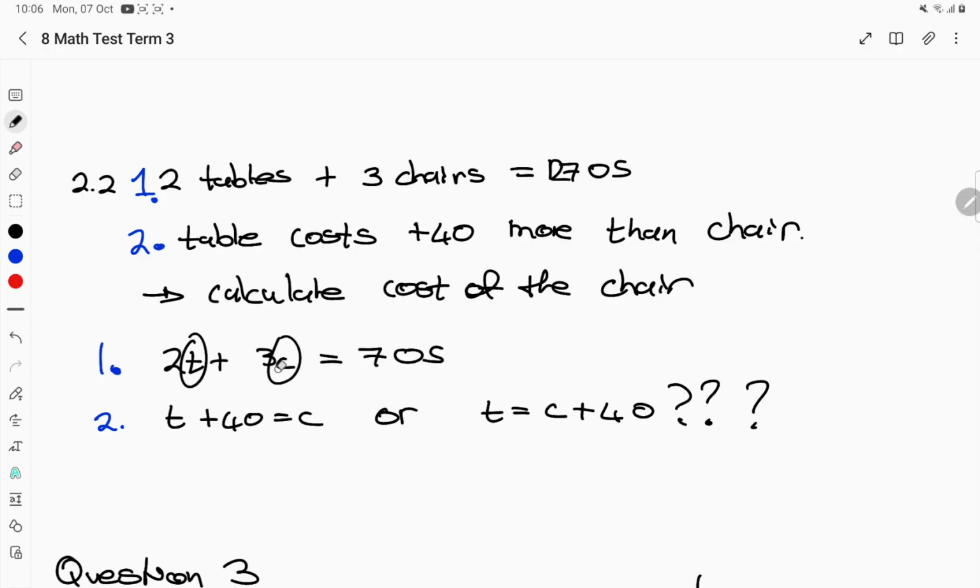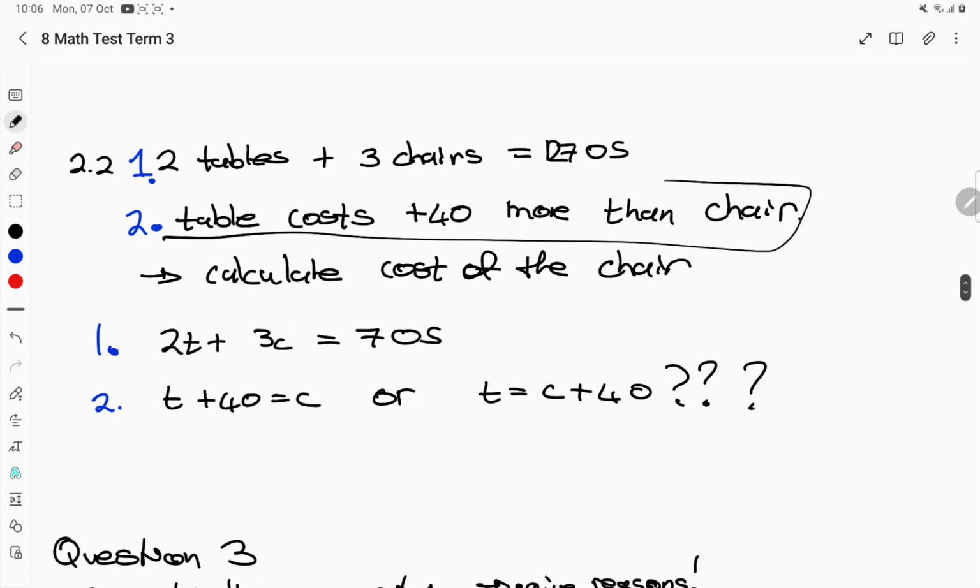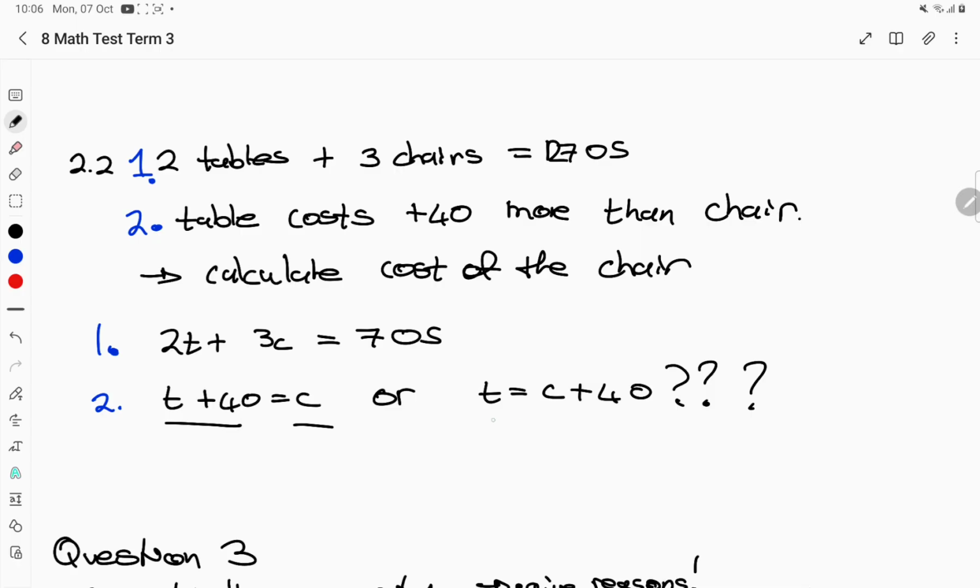So I just use T and C instead of X's and Y's. I like doing that. So I'm talking about 2 tables and 3 chairs. 2T plus 3C is 705. And the second thing they told us was the table costs 40 Rand more than the chair.